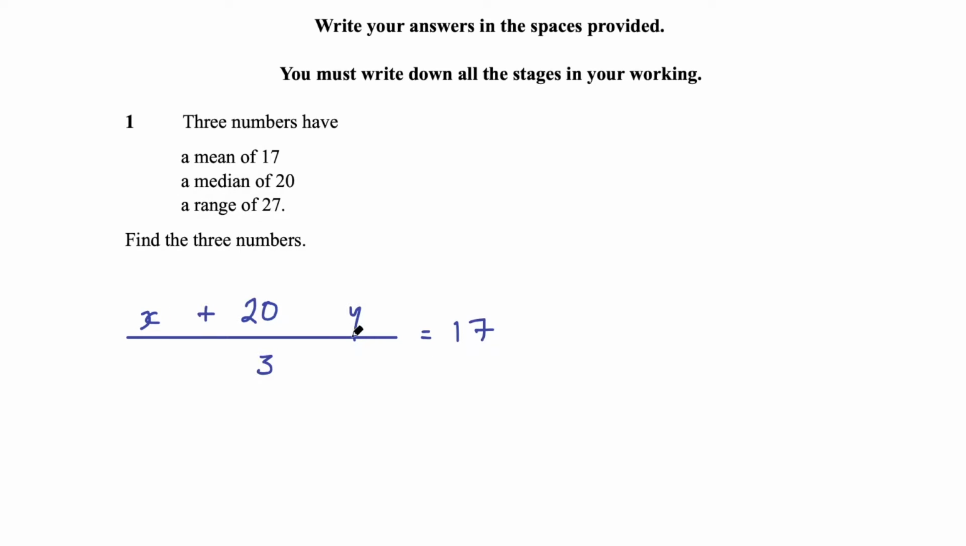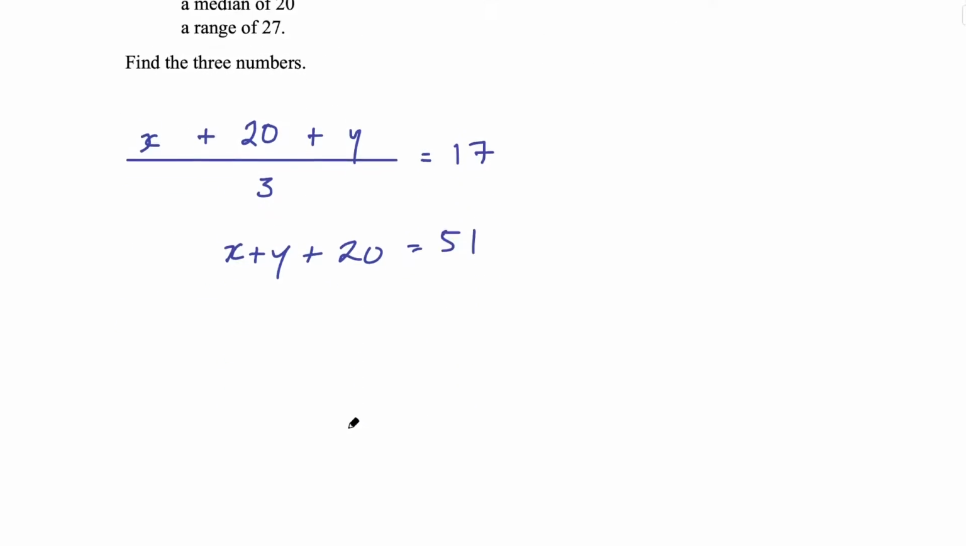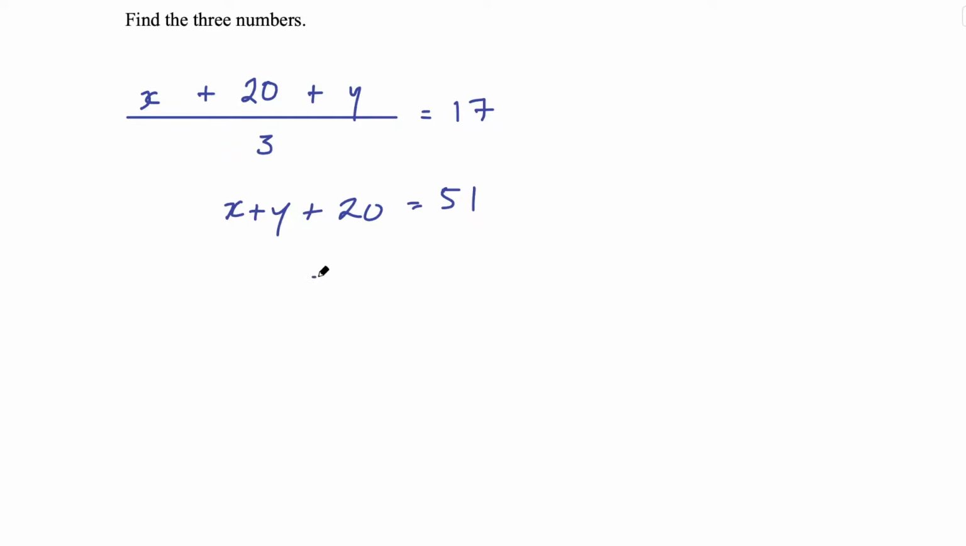So I need to add these together, and then I can do some algebra here, so multiply by 3 on the right hand side. Let's just do that first. I might write that numerator slightly differently as well. I have x plus y plus 20 equals 17 times 3, that's 51. And then if I subtract that 20, all I'll be left with on the left hand side is x plus y. 51 take 20 is 31.